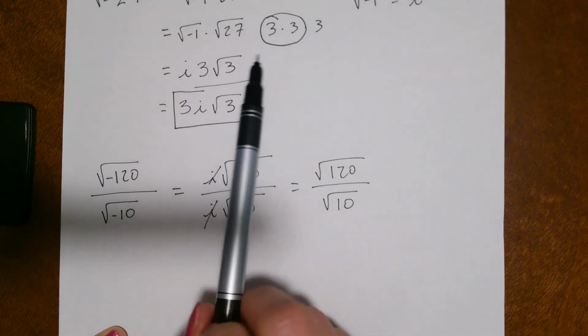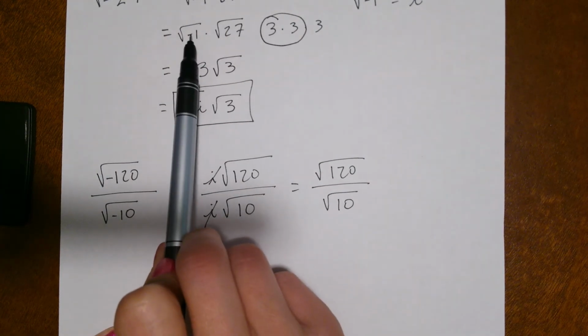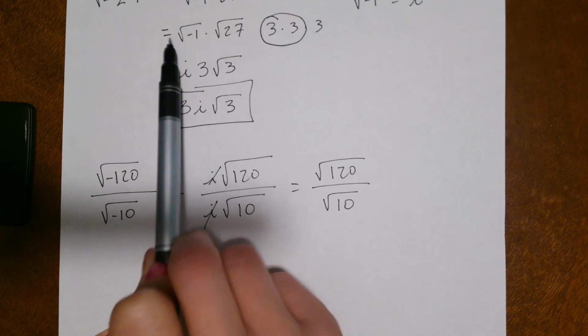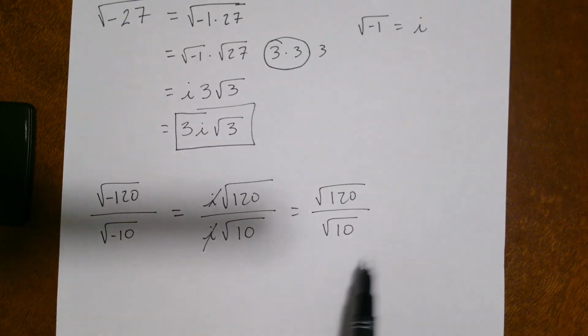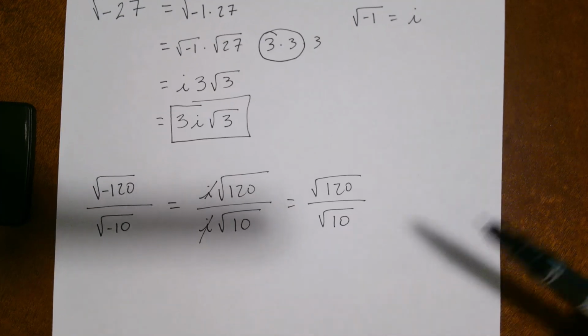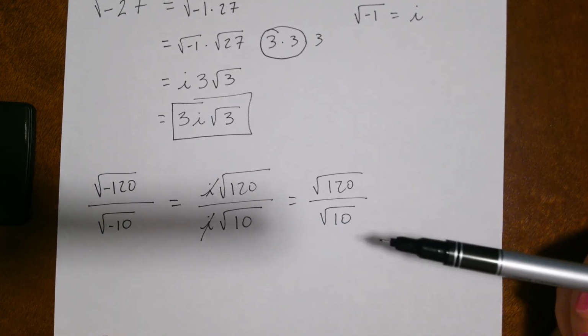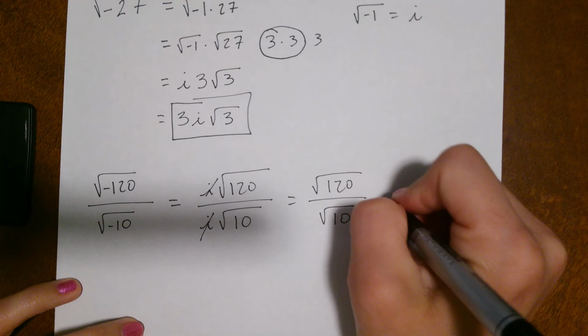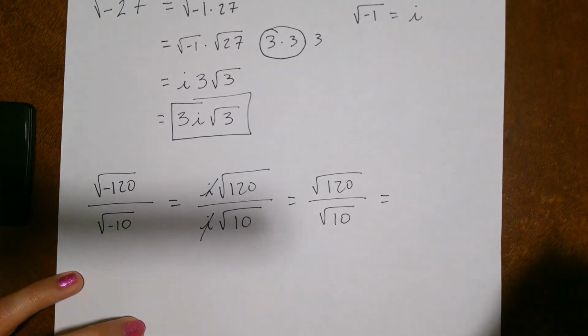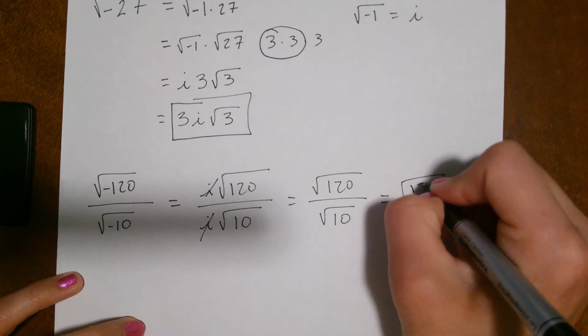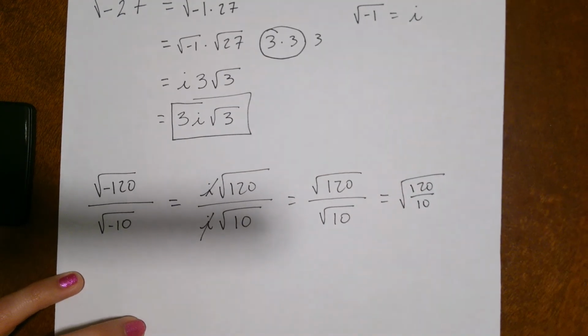Now I can use that property. Like I said, if I have two radicals multiplied together, I can multiply their arguments and put them back into a single radical. And the same thing works for division. If I have two radicals being divided, I can put them into one single radical. So I could rewrite this with the fraction on the inside, 120 over 10.